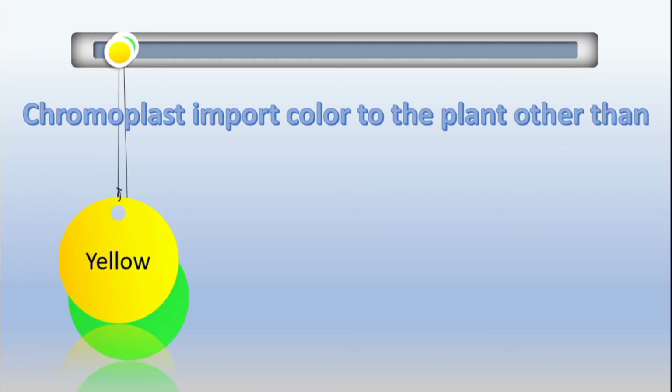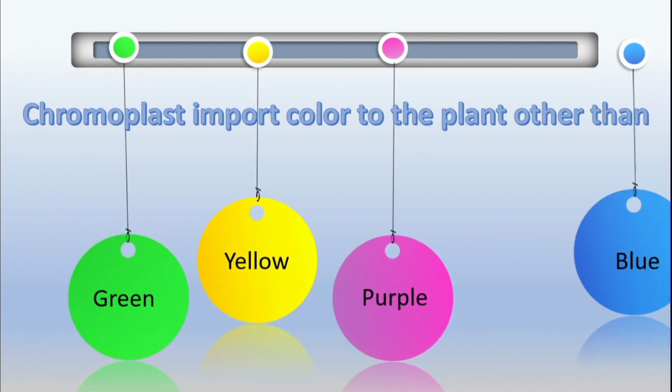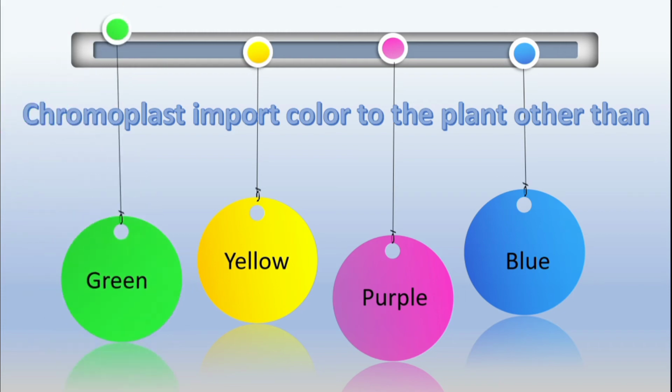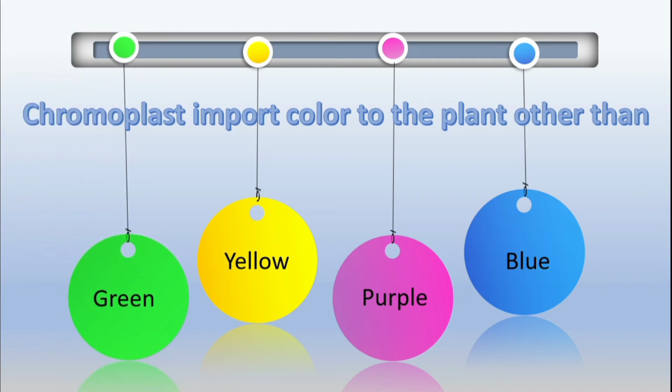Chromoplasts impart color to the plant other than green, yellow, purple or blue. Chromoplast is a type of plastid that gives bright colors to the petals and fruit like yellow, pink, red, orange, etc. that help in pollination. So here the answer is green.